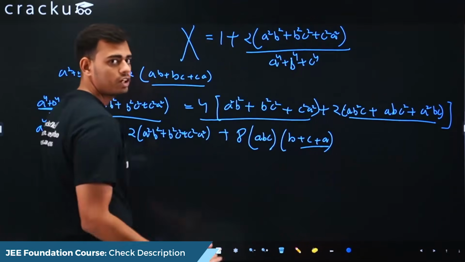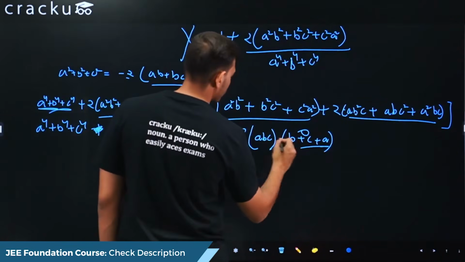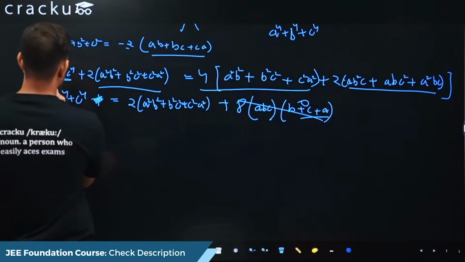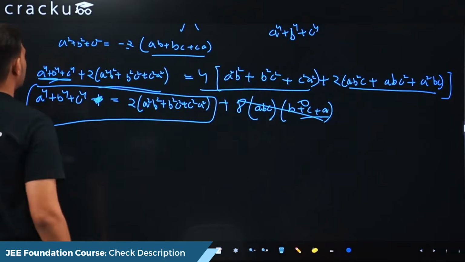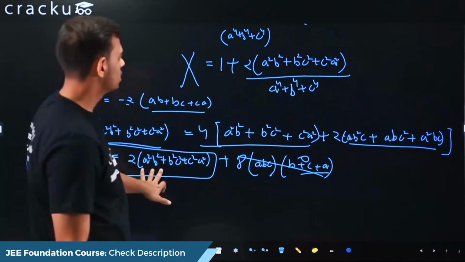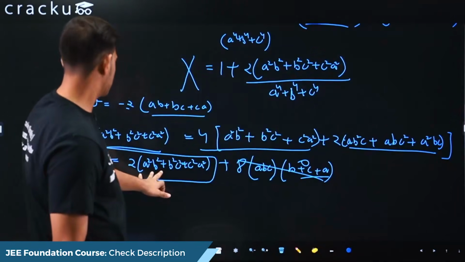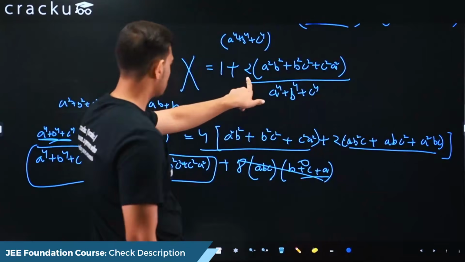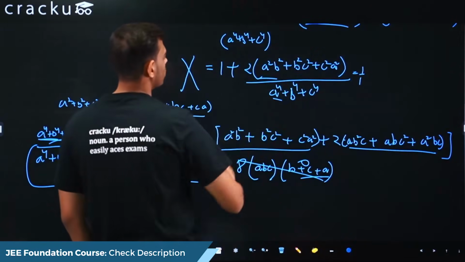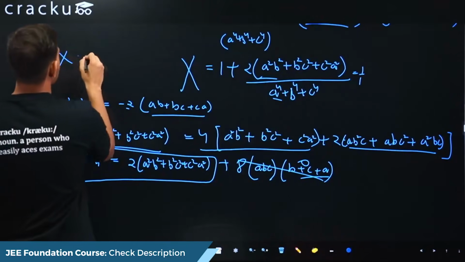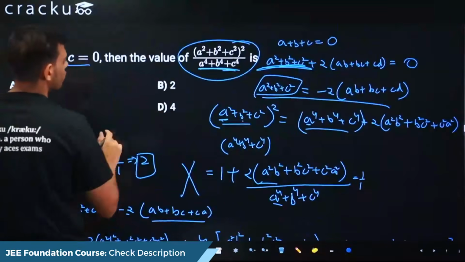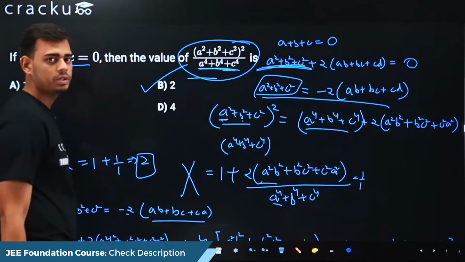This value is given to us as 0. If I take it 0, this whole value gets 0. This whole value gets eliminated. I get this important part. A4, B4, C4, the sum of this is equal to twice of A square B square, B square C square, and C square A square. So this value comes out to be 1 by 1. Okay, because these two terms are equal. The value of expression is 1 plus 1 by 1, which is 2. The whole value of this expression is 2. Correct answer is option B. Okay.